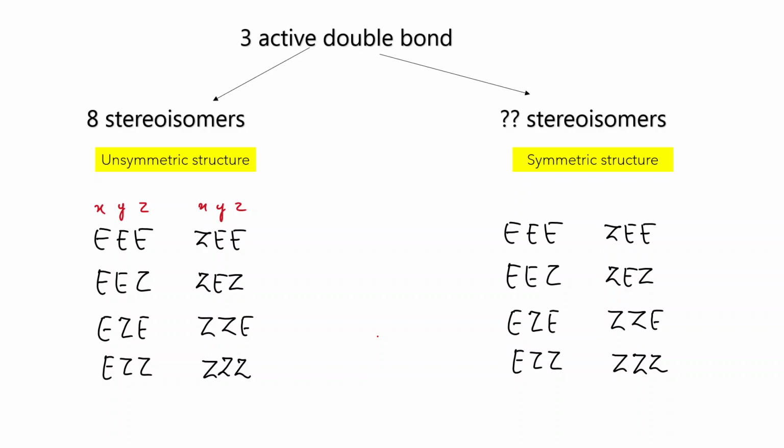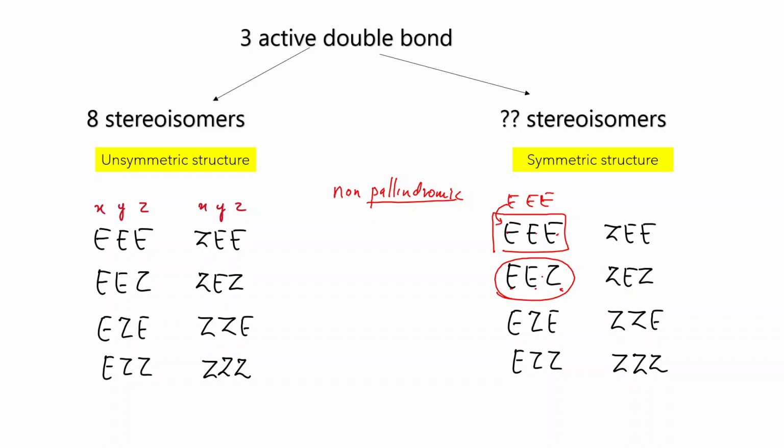In the symmetric structure, what is going to happen? You have to look for the non-palindromic sequences. Non-palindromic. What do I mean by non-palindromic? So what is a palindrome? Like this sequence is a palindrome because if you reverse it, EEE, you will get again EEE. So this is a palindrome. But if you see this sequence EEZ, if you reverse it, you will get ZEE.